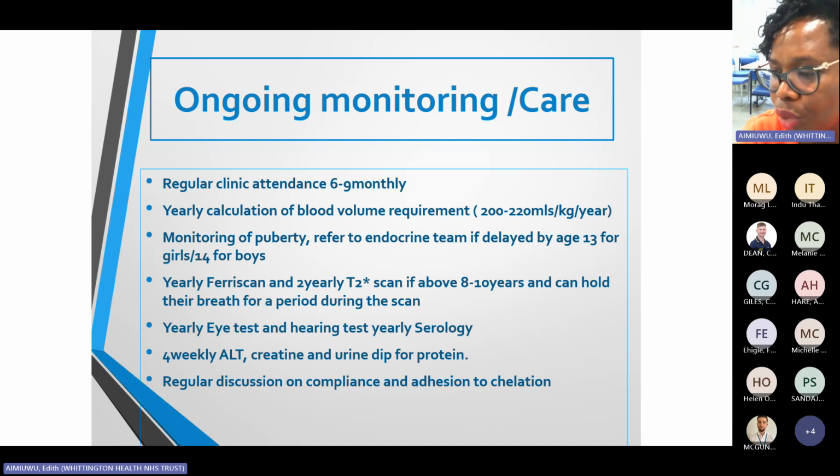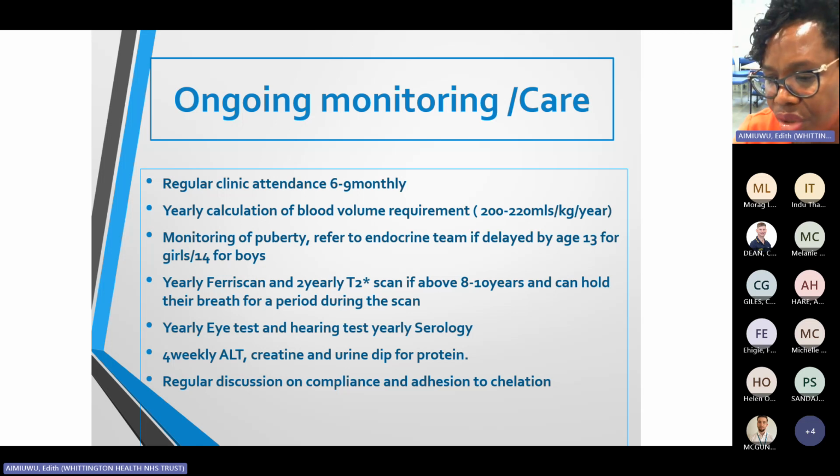We discuss school with them. How are they in school? Are they able to catch up? Because you want to ensure that your transfusion is optimal. The children can tell you, "Oh no, I'm not catching up. Three weeks after my transfusion, I get too tired. I can't catch up in school." So you can review that and see, do they need more?